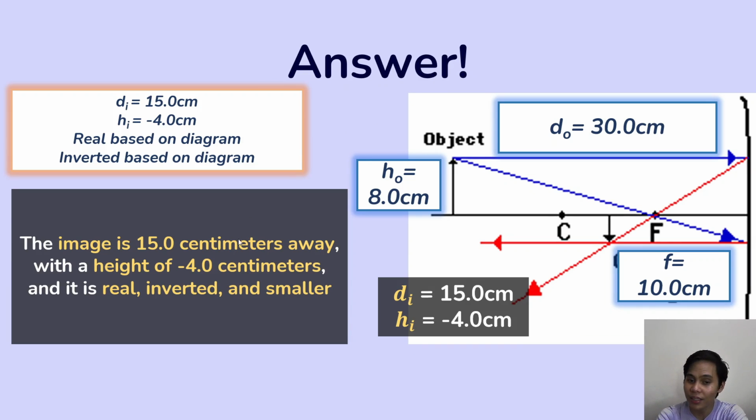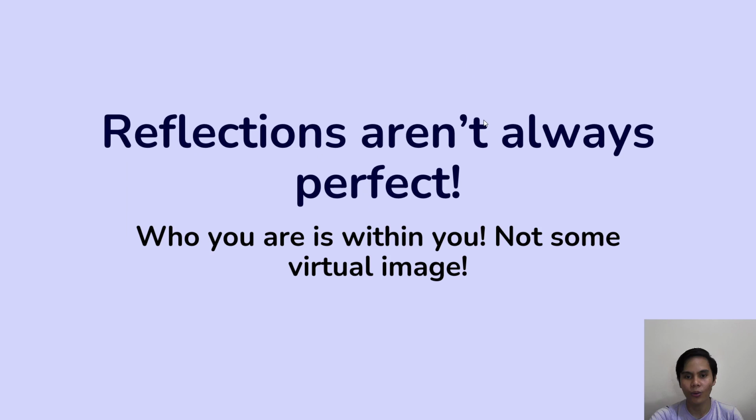The image is 15 centimeters away from the mirror. It has a height of -4. It's real, inverted, and smaller than your object. So that is how you solve a problem regarding curved mirrors. So again, don't forget to try to use problem solving tips. Try to get all of the given from the problem and make sure to use the proper formulas in order to solve for your questions, the answers to your questions.